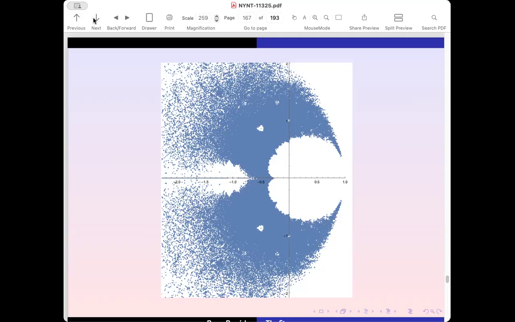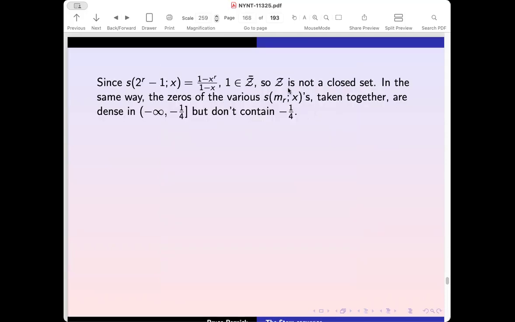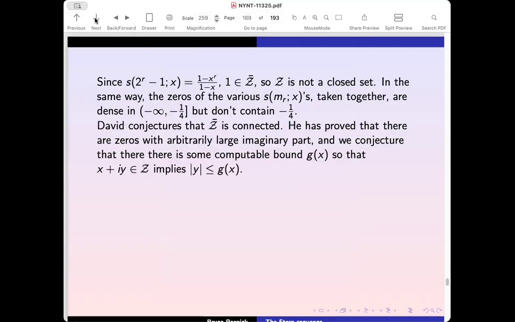And there are lots of conjectures about this. The 1 is going to be a limit of zeros, but 1 is positive, so that can't be a root of any Stern polynomial. You get minus infinity to minus a quarter as in the closure. David conjectures that Z bar is connected. He's proved that there are zeros with arbitrarily large imaginary part, and we conjecture that there's some sort of computable bound that will bound the imaginary part based on the real part.